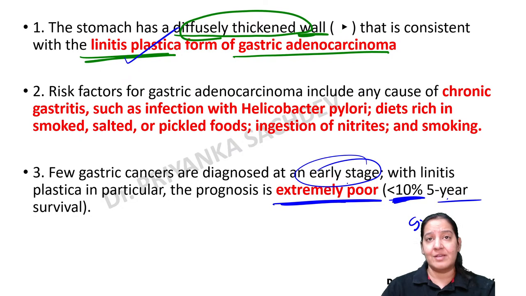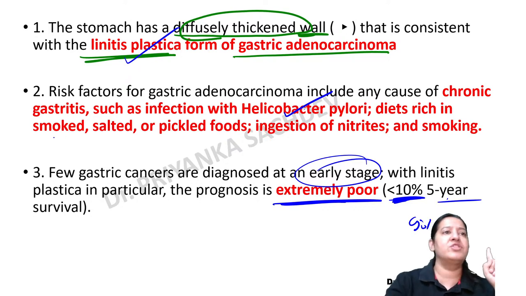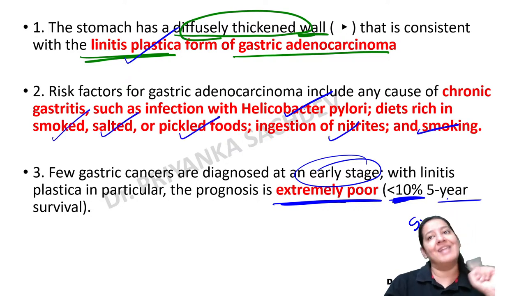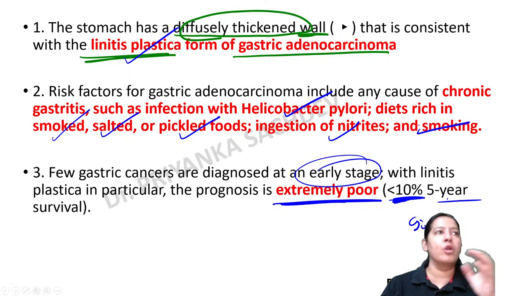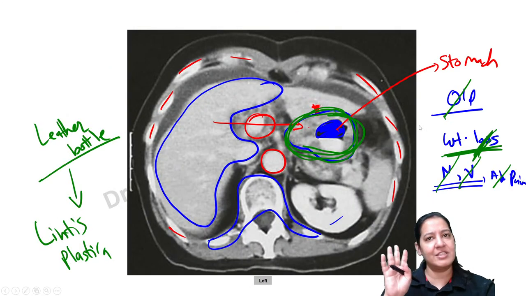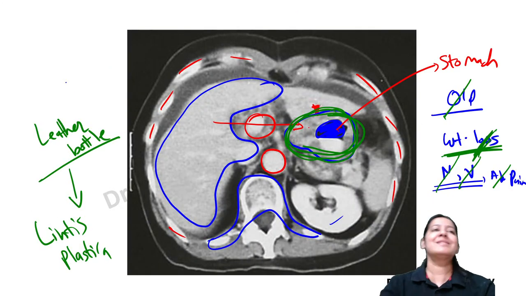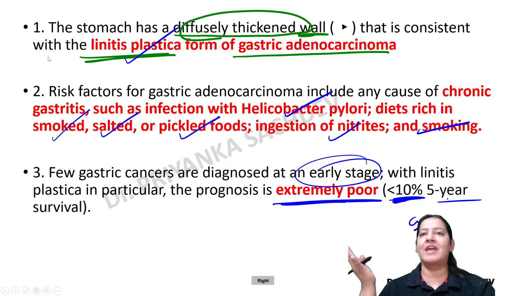What are the risk factors? The biggest risk factor is H. pylori, causing chronic gastritis. Along with it, a diet rich in smoked food, salted food, pickled food, nitrates, and smoking. These are the risk factors. We all know that. Everyone give me a thumbs up. So this is linitis plastica, a typical spotter. These are spotters. Looking at the image, you should come to the diagnosis, right?